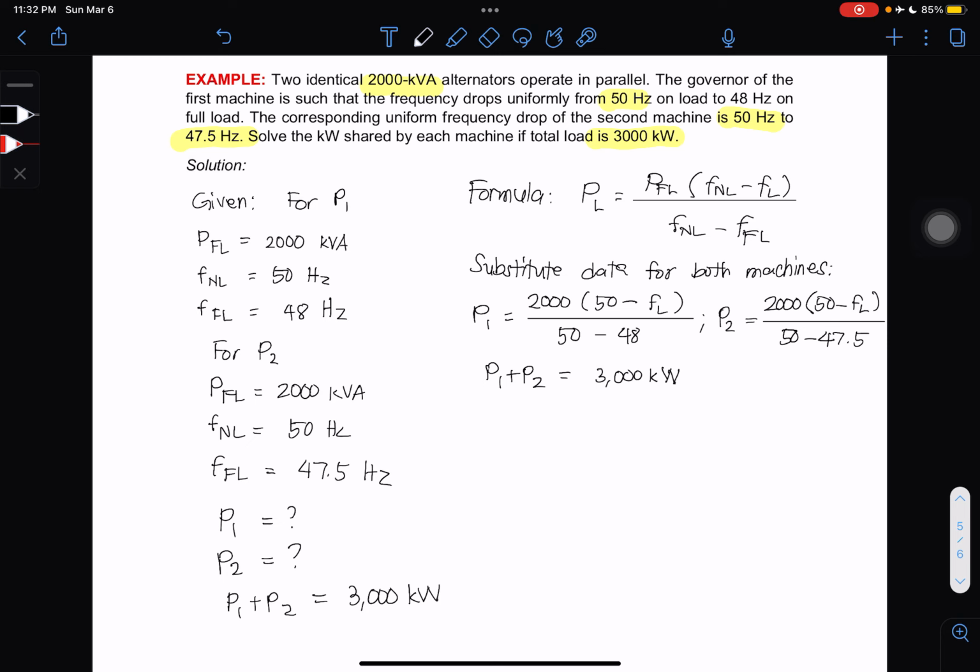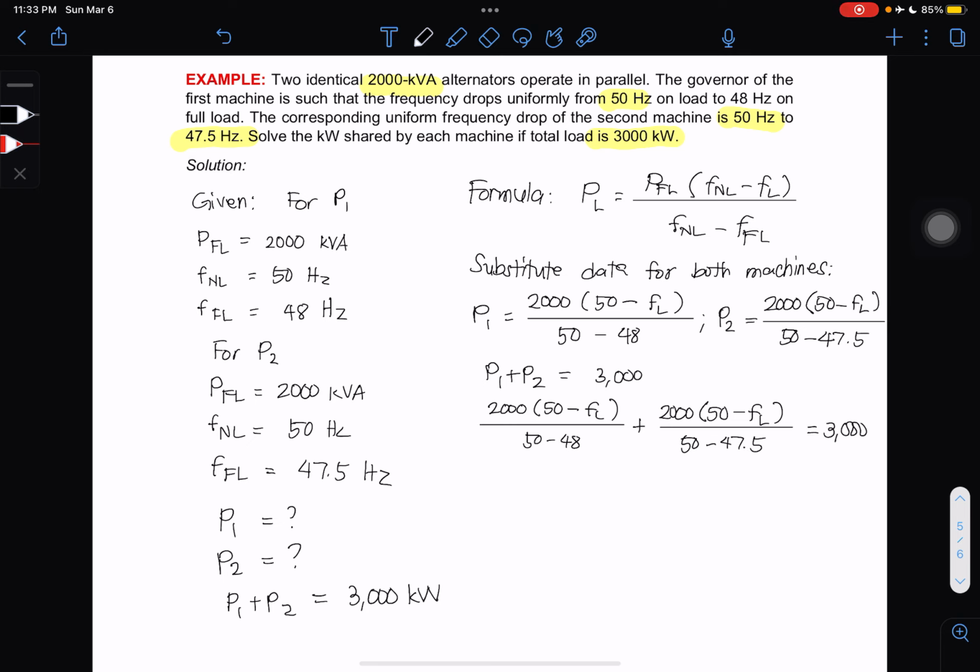So substitute na ni. Paano ni ma'am para dili magdikit. Substitute 2,000 times 50 minus FL over 50 minus 48, plus 2,000 times 50 minus FL over 50 minus 47.5, equals 3,000 kilowatts. Wala na gisulat ni ma'am ang kilowatts since 2,000 ra ang gisulat instead of kVA. So cancel naman, nawala na ang kilo.